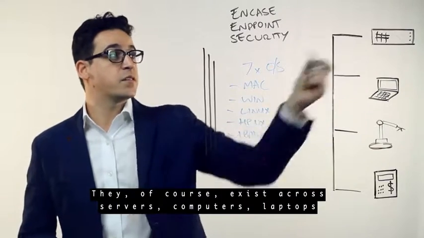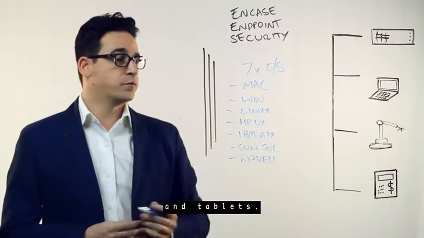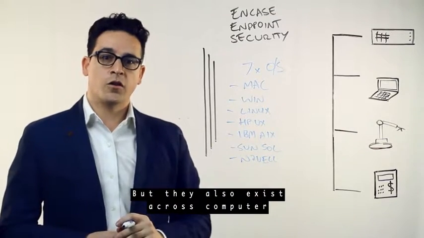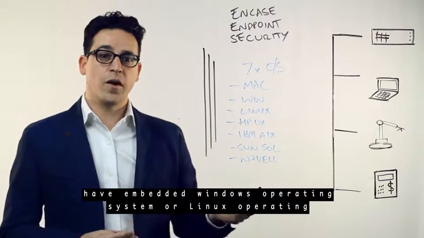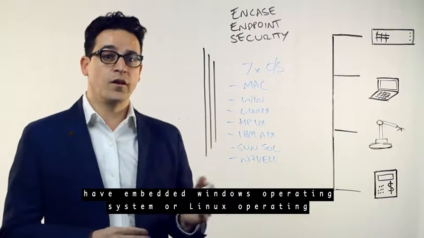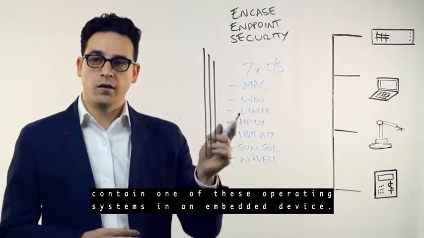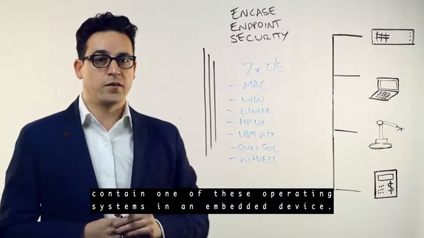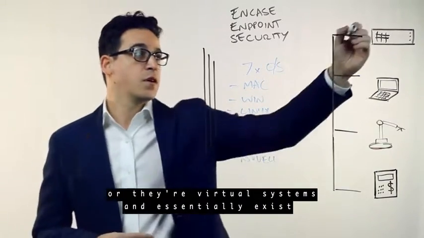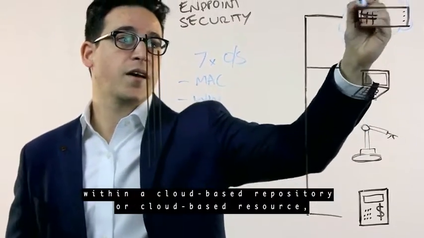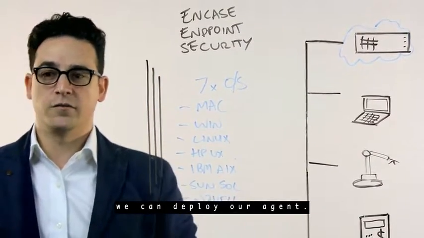They of course exist across servers, computers, laptops, and tablets, but they also exist across computer integrated manufacturing, ATMs, which have an embedded Windows operating system or Linux operating system. Point of sales terminals also contain one of these operating systems in an embedded device. So again, whether they're physical or they're virtual systems and essentially exist within a cloud-based repository or a cloud-based resource, we can deploy our agent.